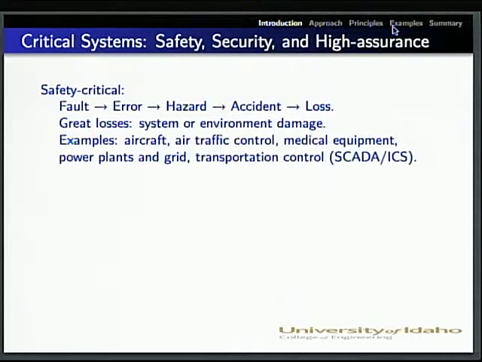In general, in the literature, we say that when a fault in a system gets exercised, then we have an error, and then that error may lead to what we call a hazard, and then the hazard may develop into an accident, and then from the accident you may have loss of life or loss of property or loss of the system.